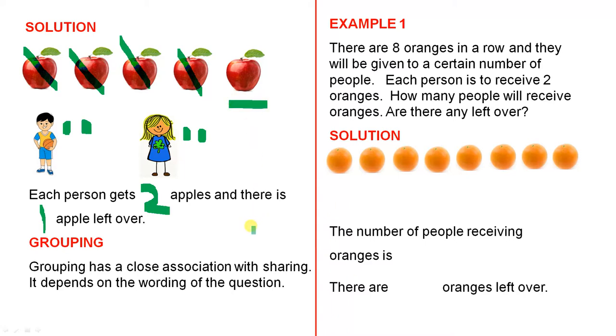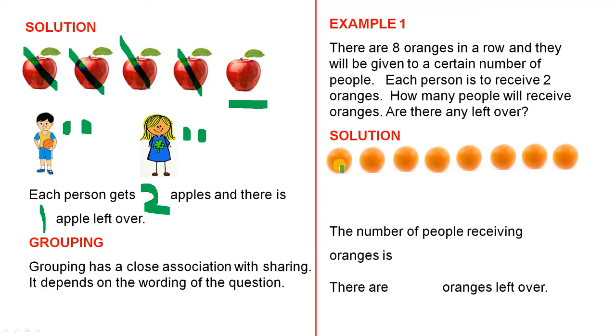Grouping has a close association with sharing. It depends on the wording of the question. Let's look at this example. There are 8 oranges in a row and they will be given to a certain number of people. Each person is to receive 2 oranges. How many people will receive oranges? Are there any left over?